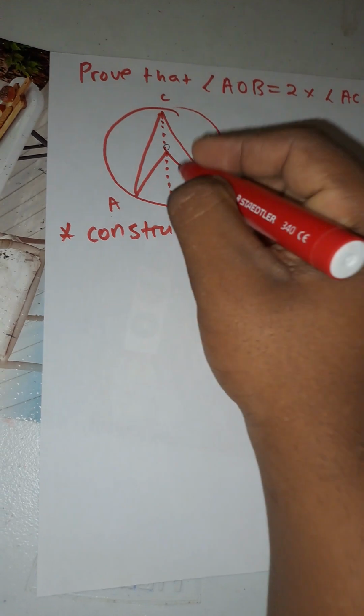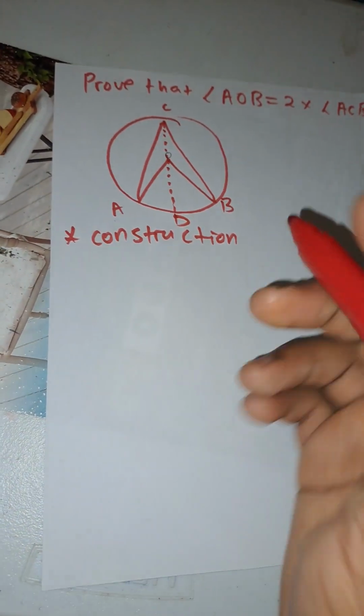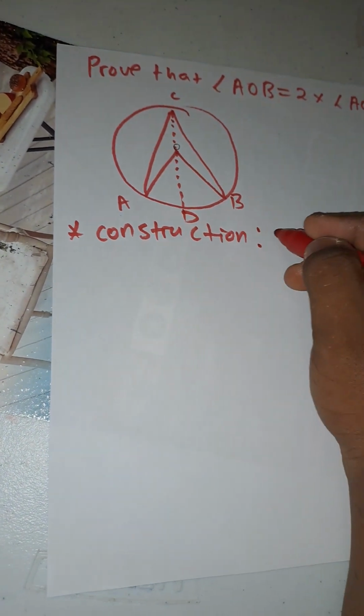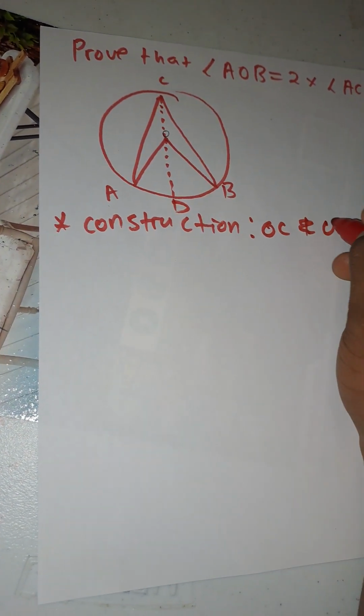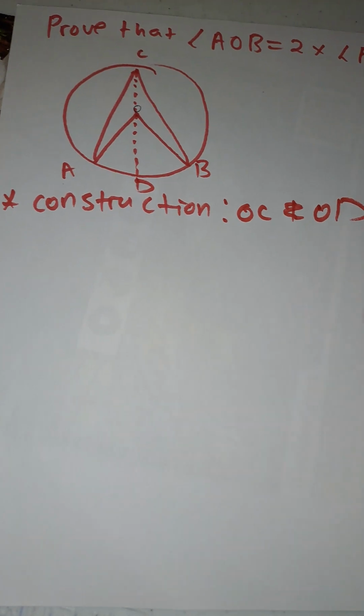All right, let's move on. Let me add this thing. It can be D. So I'll have to construct that. So it can be construction OC and OD. Okay, so I'm done. So let's continue.